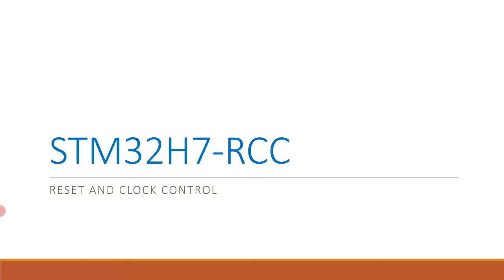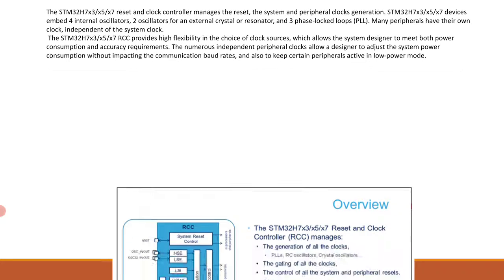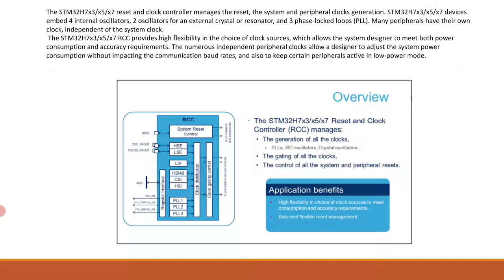So STM32H7 reset and clock control manages the reset, the system and peripheral clocks generation. The STM32H7 X3 or X5 or X7 devices embed 4 internal oscillators, 2 oscillators for external crystal or resonator and 3 PLLs, phase lock loops. Many peripherals have their own clock independent of the system clock.